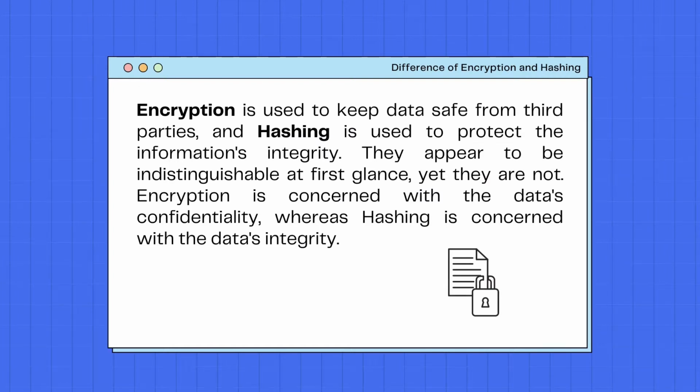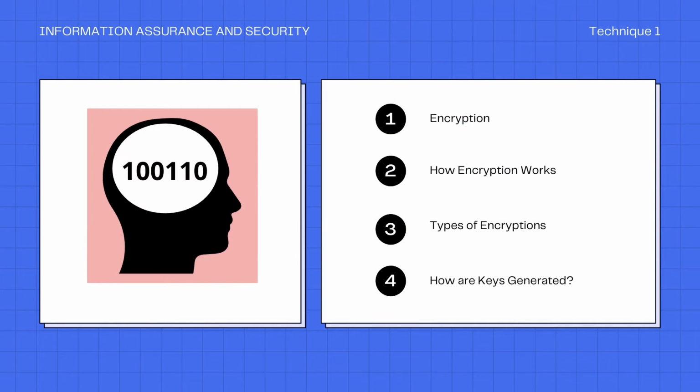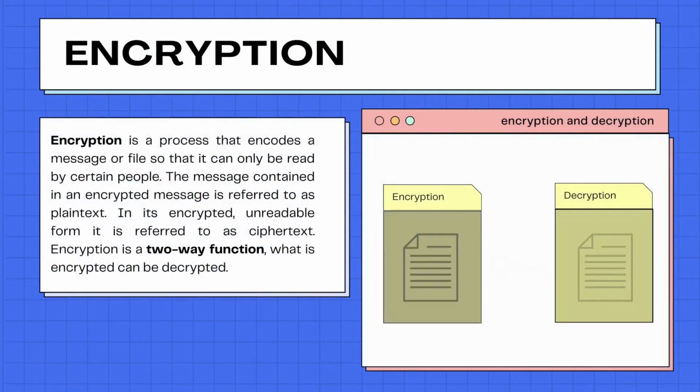They appear to be indistinguishable at first glance, yet they are not. Encryption is concerned with the data's confidentiality, whereas hashing is concerned with the data's integrity. Let's take a look at both hashing and encryption to see how they work and see what the differences are.